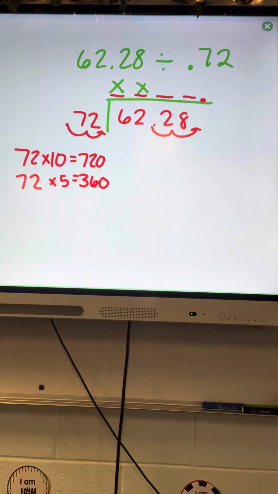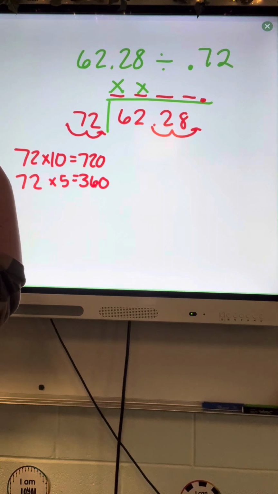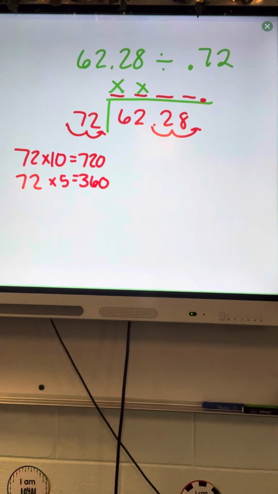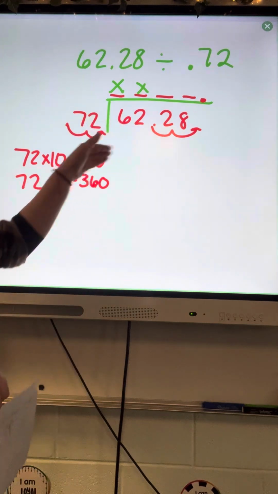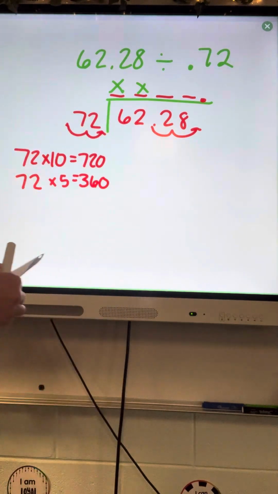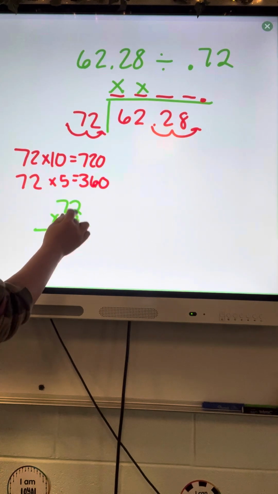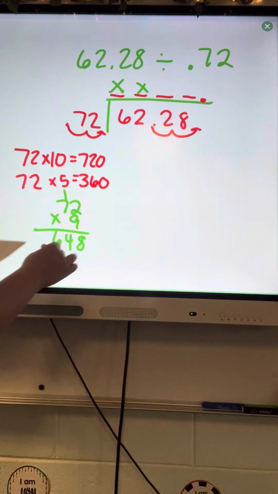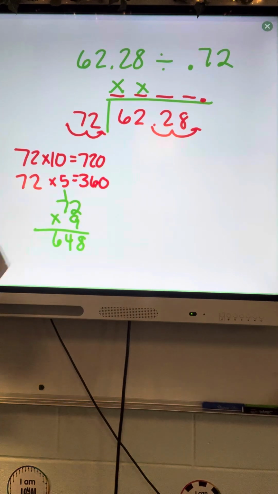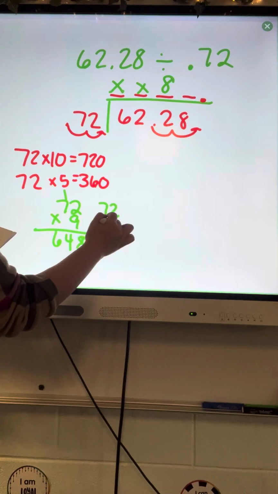So with this problem, you have to determine, do I think it's going to be times 9 or times 8? Because 72 is like pretty close to 100, right? So 622, 720. A lot of kids would guess times 9. So if I did it times 9, 9 times 2 is 18, 63, 64, right? If I did that times 9, I would get 648. It's too big. So it's definitely 8. And 72 times 8 is 576.